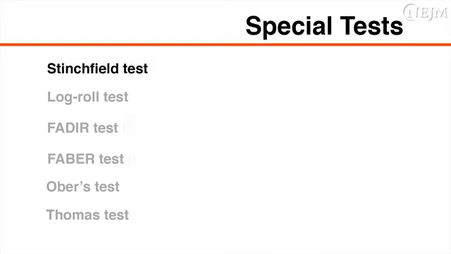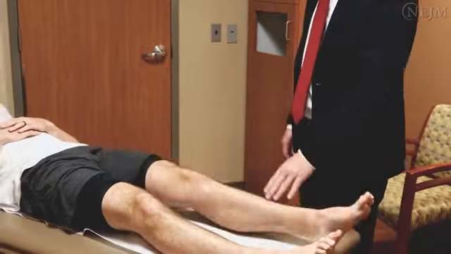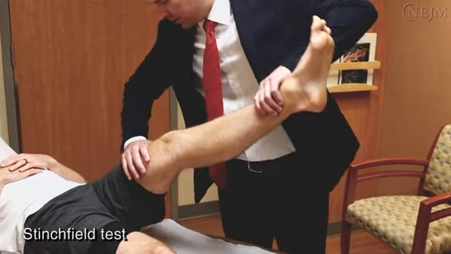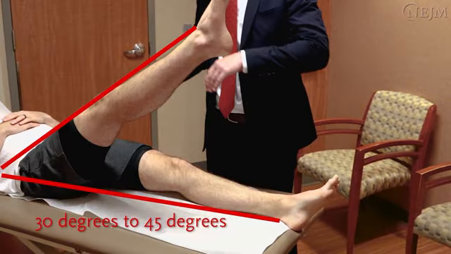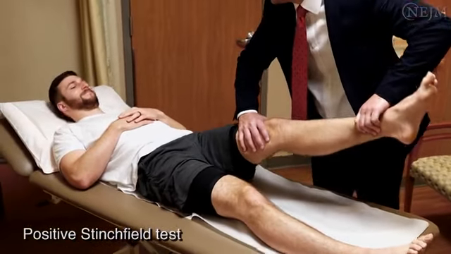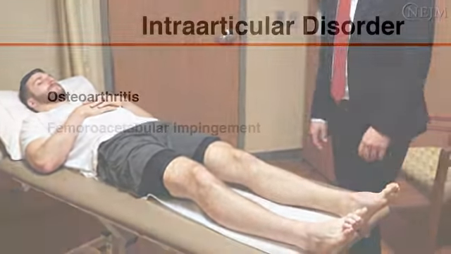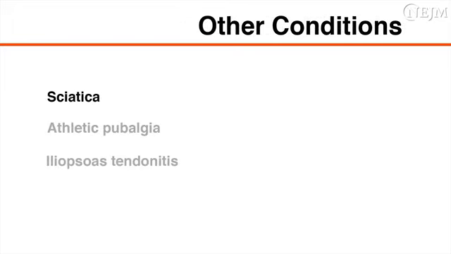The Stinchfield resisted hip flexion test helps to identify intra-articular hip disorders. Ask the patient to lie in a supine position and to elevate the leg while flexing slightly at the hip and keeping the leg extended. Once the patient has elevated the leg to an angle of 30 to 45 degrees, apply resistance to prevent further elevation. If this maneuver elicits pain, the patient probably has an intra-articular disorder, such as osteoarthritis or femoral acetabular impingement. In addition, a positive Stinchfield test may indicate other conditions such as sciatica, athletic pubalgia, or iliopsoas tendinitis. Be sure to assess each leg.